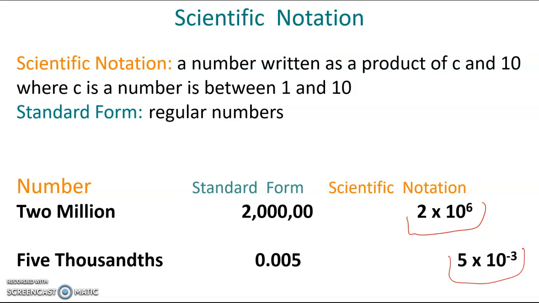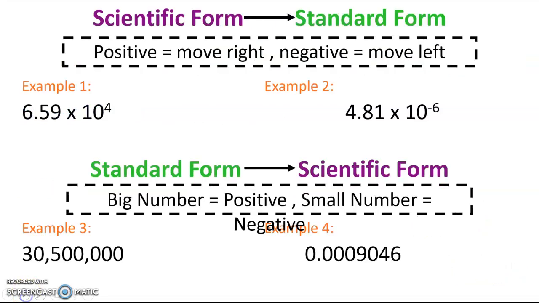It's a number written as a product of C and 10, so just a number and 10, where C is just a number that's in between 1 and 10. Standard form is essentially just regular numbers. So again, this is stuff you've seen before, all right? 5 times 10 to the negative 3, 2 times 10 to the negative 6 power. I'm going to pause. If you want to pause the video here real quick to write this stuff down, you can, but I'm going to continue on.